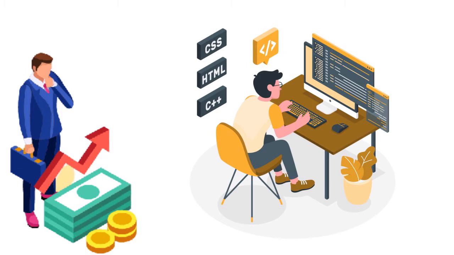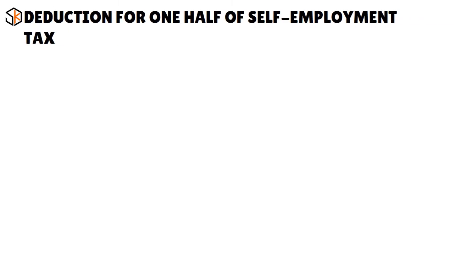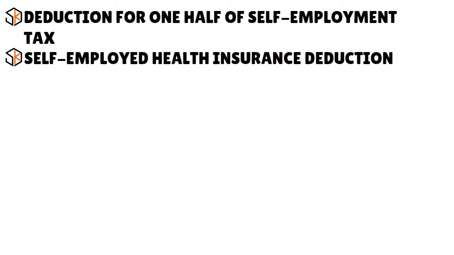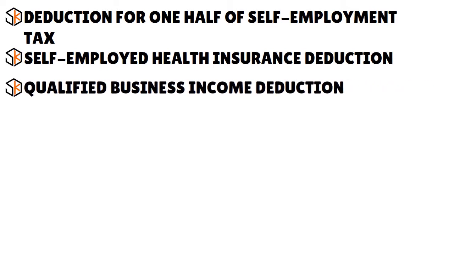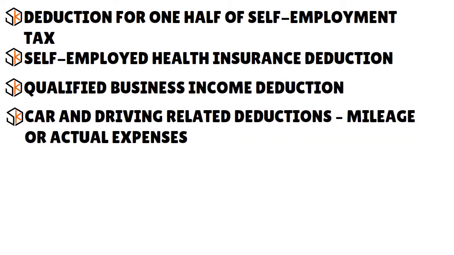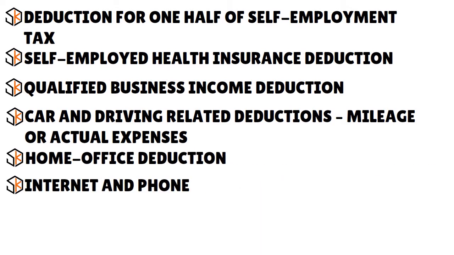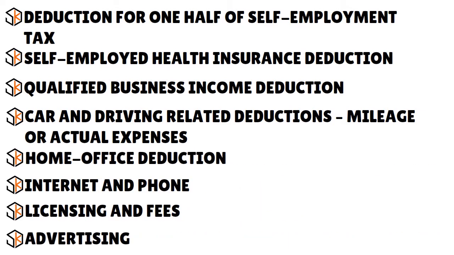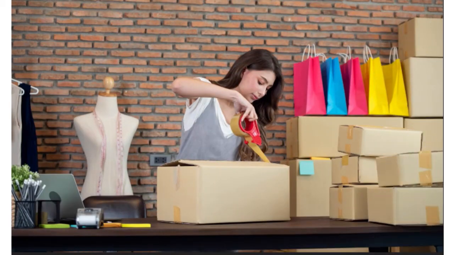Now here are some tax deductions for self-employed individuals. You have the deduction for one half of self-employment tax, the self-employed health insurance deduction, the qualified business income deduction, the QBI deduction, car and driving related deductions, mileage or actual expenses, depending on how you want to do the write-off. You have the home office deduction, internet and phone, licensing and fees, and advertising. It's really important to understand that while being an independent contractor means you have to pay more in self-employment taxes, there is an upside. You can take business deductions, and these business deductions will reduce the amount of profit you pay income taxes on.